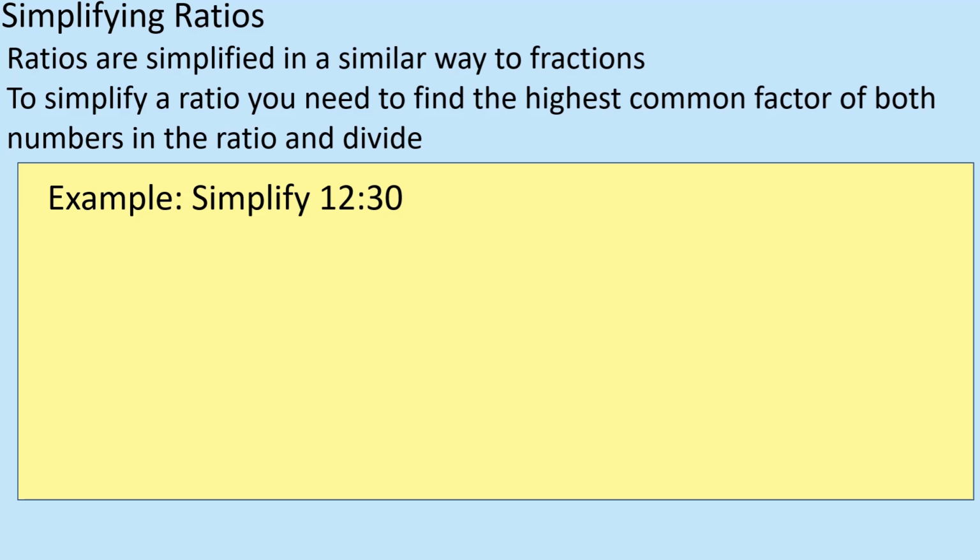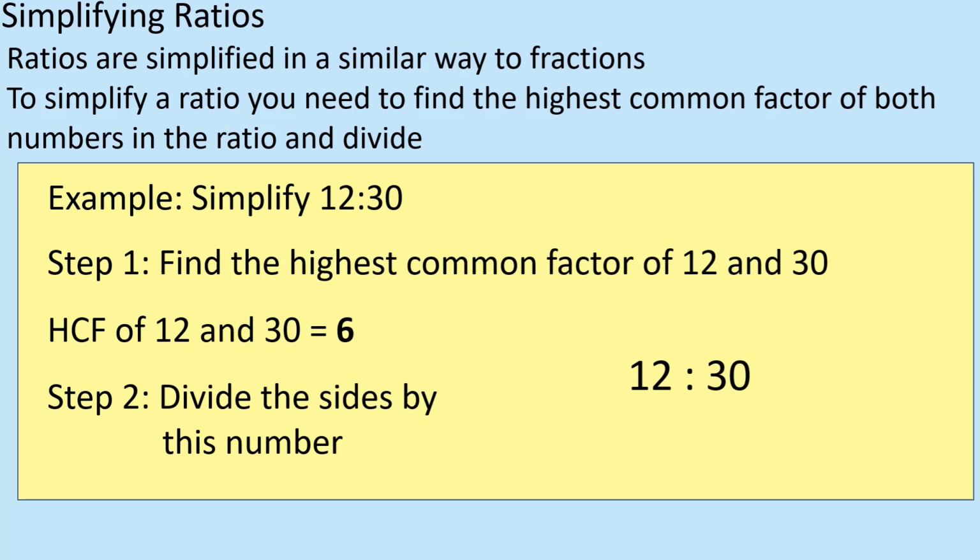So thinking about your factors, trying to think about the highest one. Well, I know 2 is a factor because they're both even, but it's certainly not the highest. I think the highest is actually 6. So I'm going to divide them both by 6. 12 divided by 6 is going to give me 2, and 30 divided by 6 is going to be 5. And then I'll just double check at the end that that's the lowest they'll get. Bear in mind that 2 and 5 are both prime numbers, so I'm fairly happy that that is the case. Alright, so that's simplified.